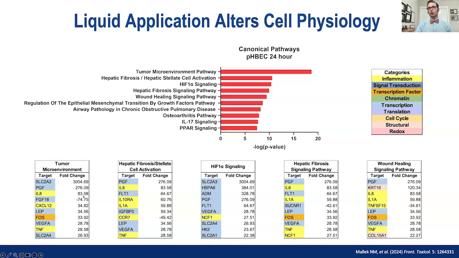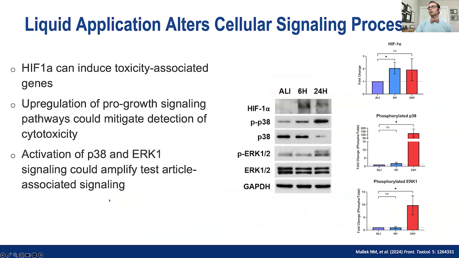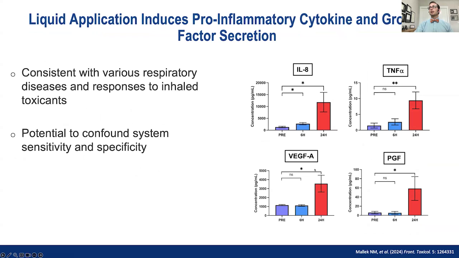So then we took the scientific validation route and wanted to say, okay, we see all these. Do we see these effects at the pathway level? Turns out, yes. HIF1 alpha is stabilized, meaning a hypoxic activation. We see a very strong activation of hyperphosphorylation of P38. Same with ERK1, but not ERK2. And this also led to our identification of this hypersecretion of cytokines like IL-8, TNF alpha, and then growth factors, VEGF and placental growth factor.